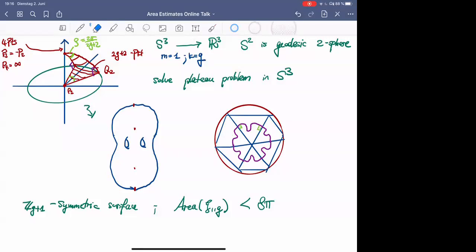But then if you put sphere here and plane here, what you get is two spheres, and two spheres will, if you put everything together, have energy 8 pi, or area 8 pi. So the area of your Lawson surface will definitely be smaller than 8 pi. So that's an easy bound to get, but what else can you say about it? That's a question.